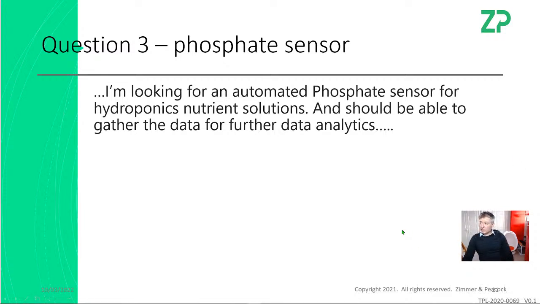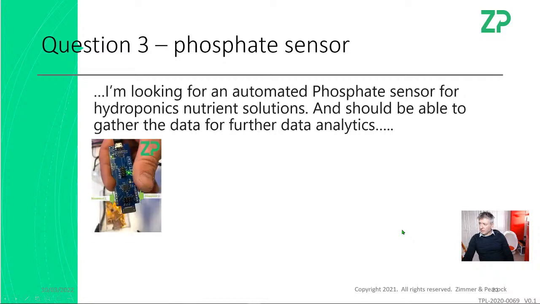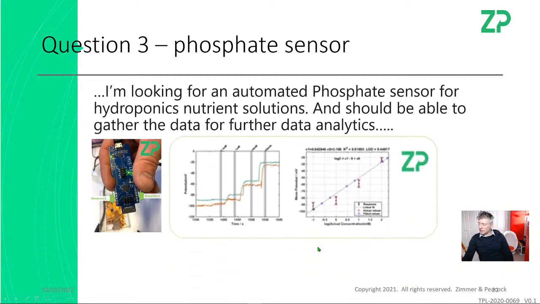Somebody's interested in phosphate sensing. Now for phosphate sensing, we have an OEM board for ion selective electrodes. It's pretty low cost. It's about 250 euros, which, if you're in UK pounds, might be somewhere in the £210 region. It works with our phosphate sensor.